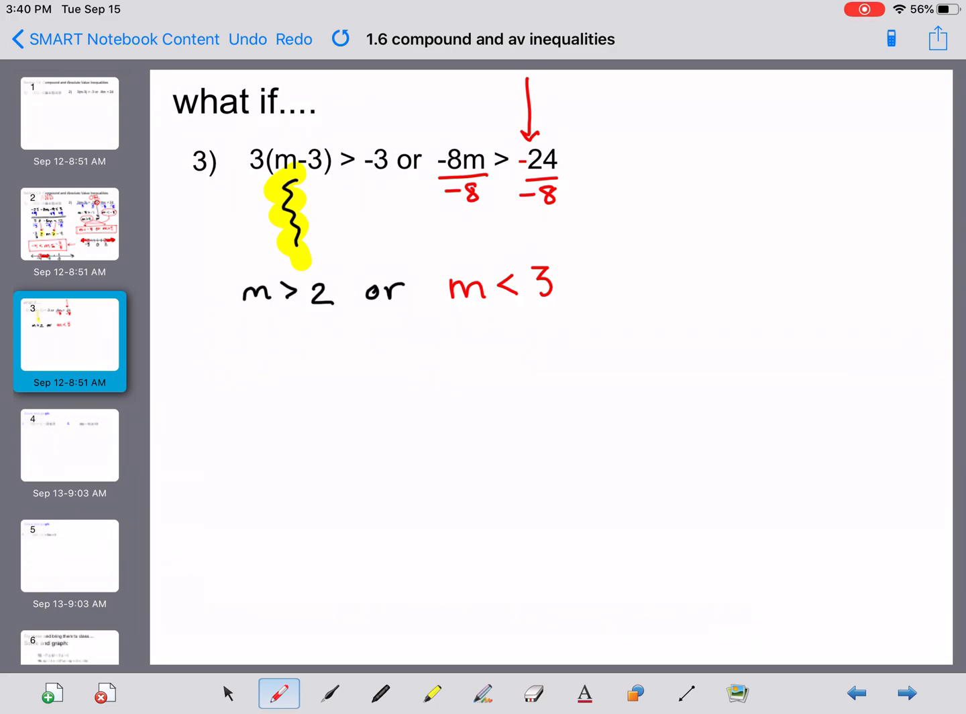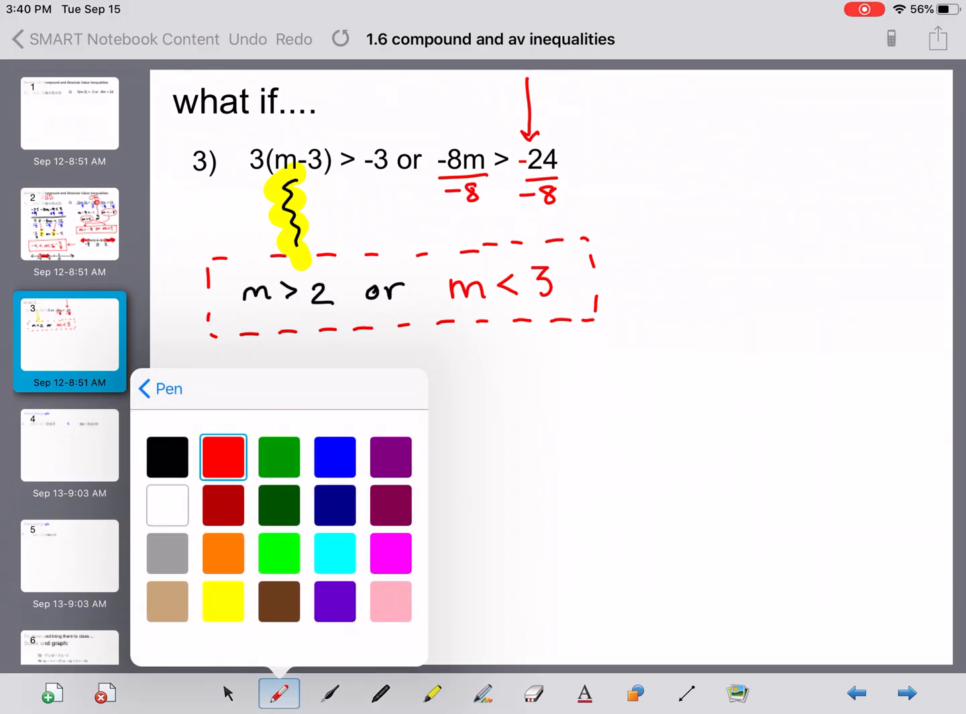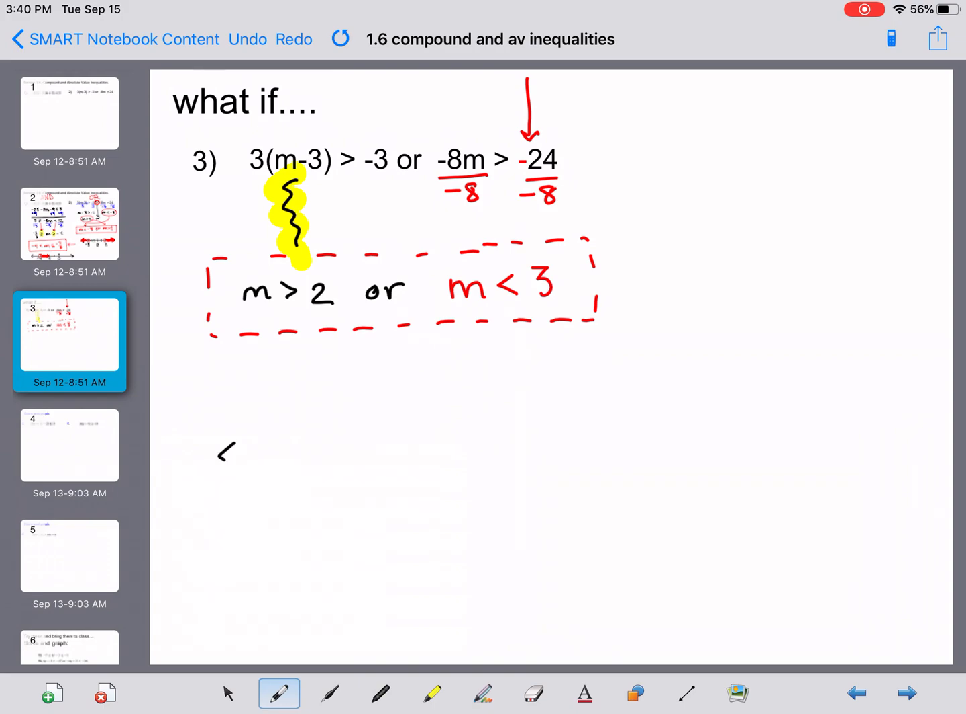Okay? Now, this is the answer you're tempted to circle. And I'm boxing it with a dashed line because it's not the actual answer. Let's graph this and see what it looks like. And if you want to pause and try that yourself, please do.